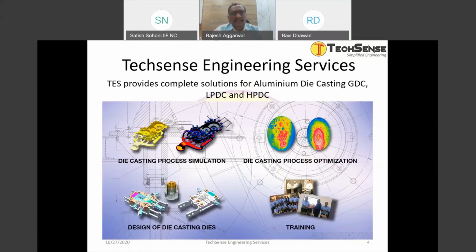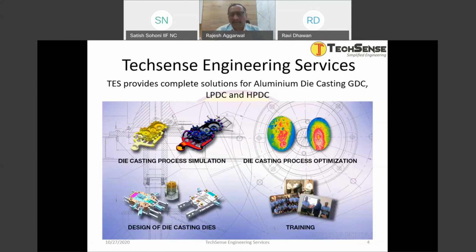So at TechSense, we provide complete solutions for aluminum die casting, including gravity, low pressure, as well as high pressure die casting. And our services are basically divided into 4 segments. The first one is a die casting process simulation, where we use the Magma simulation software to optimize the die casting process before the dies are really manufactured and put on the production.